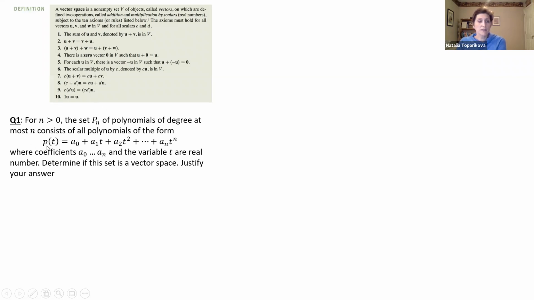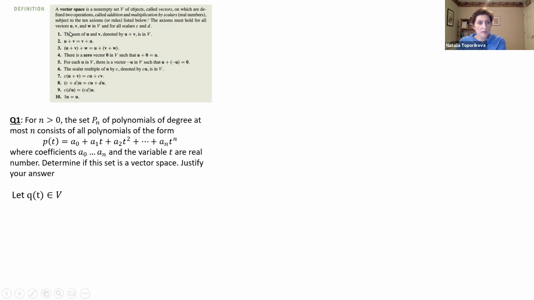Let's look at the polynomials of degree n, where n is a positive number. Our variable t can be any real number. Also, our coefficients from a0 to an can be numbers, real or complex. So can this set of objects create a vector space? Let's go through our axioms one by one and see if they are satisfied.